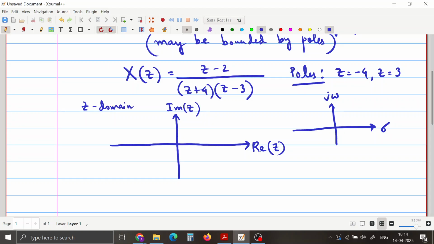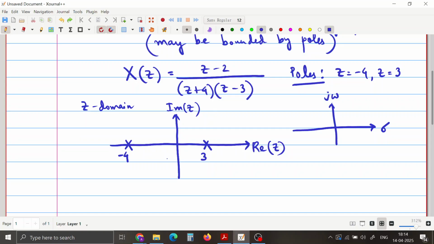We are in the z plane. Okay, so we have two poles, one at z equals minus 4, let's say somewhere here, another pole at z equals plus 3, let's say somewhere here. Okay, so they are denoted by these cross marks, and we use circles to denote zeros.